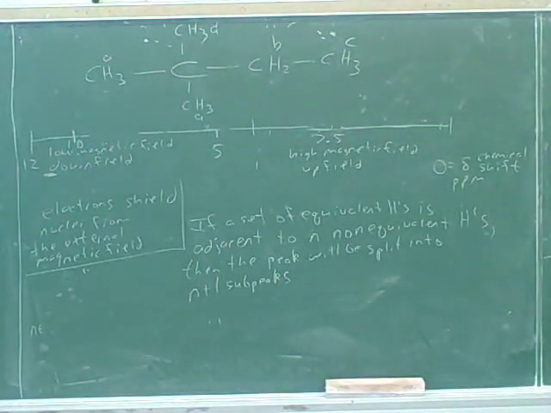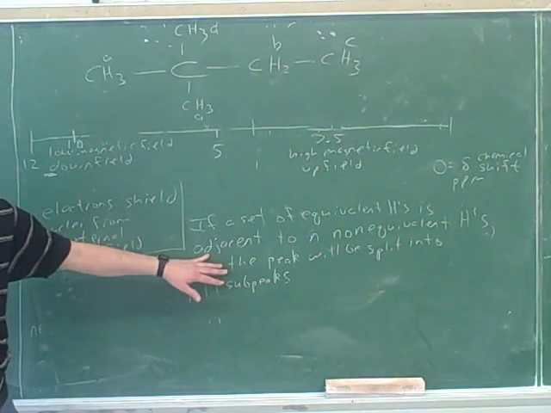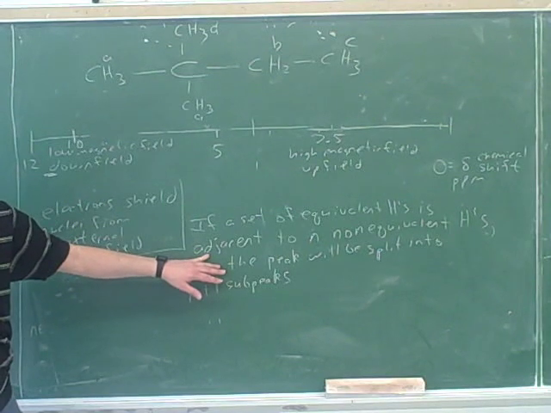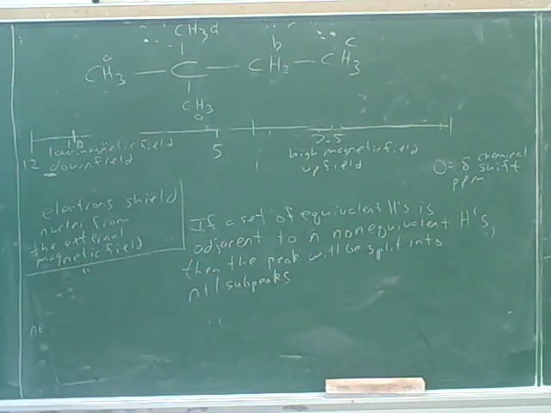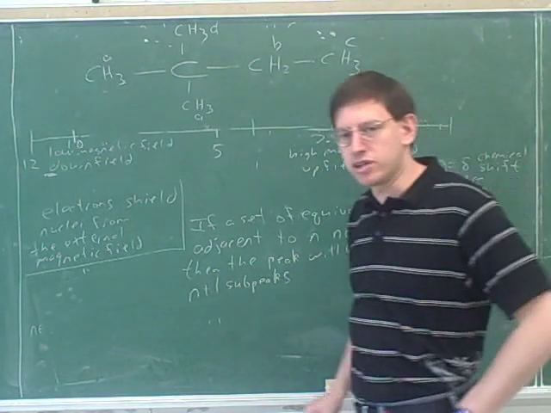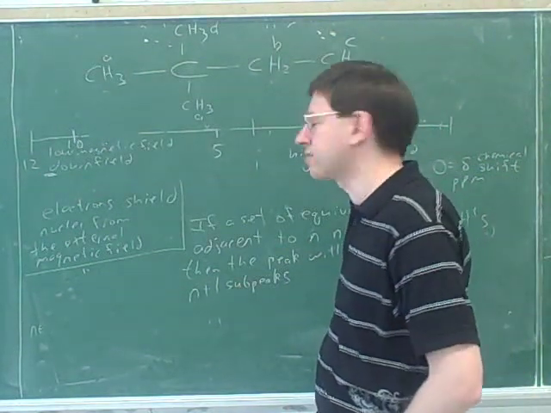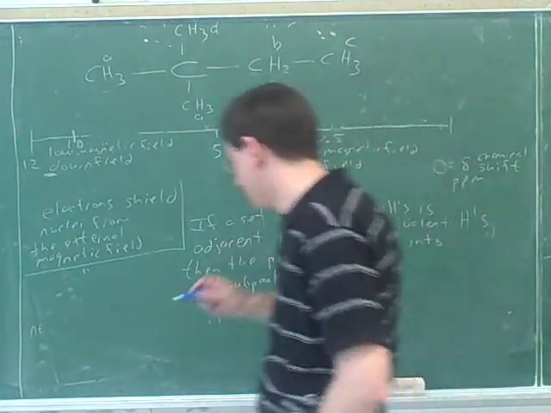Now the important point here is you're only split by the non-equivalent hydrogens that are adjacent to you, which basically means that usually they have to be no more than 3 bonds away. Usually we have splitting for hydrogens that are 3 or fewer bonds away.